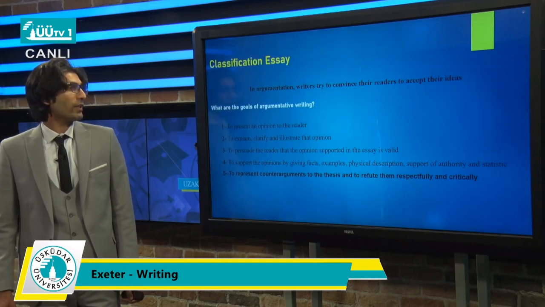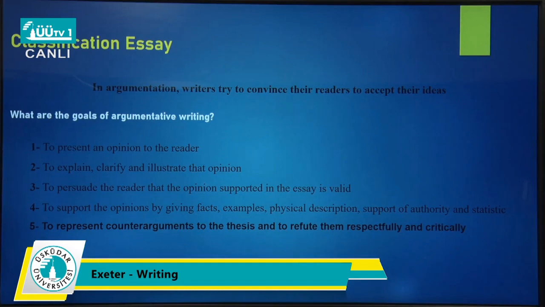Okay? In argumentation, writers try to convince readers to accept their ideas. What are the goals of argumentative writing? First of all, to present an opinion to the reader. Second, to explain, clarify, and illustrate that opinion. Then to persuade the reader that the opinion supported in the essay is valid. And then to persuade by giving facts and examples. And look at the last one. It is very important: to present counter-arguments to the thesis and to refute them respectfully and critically.